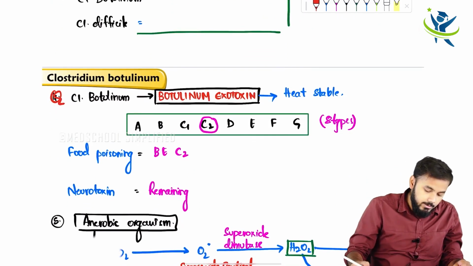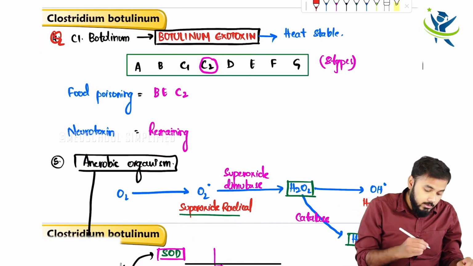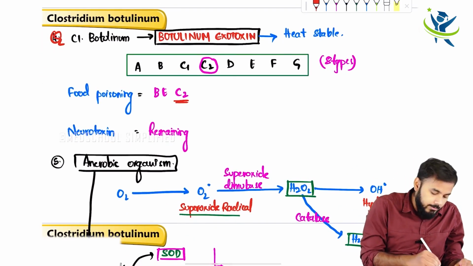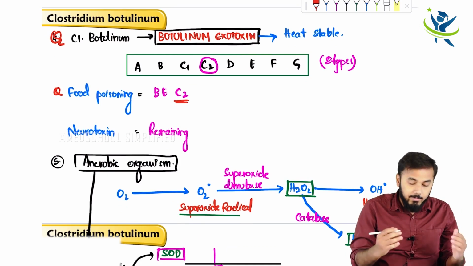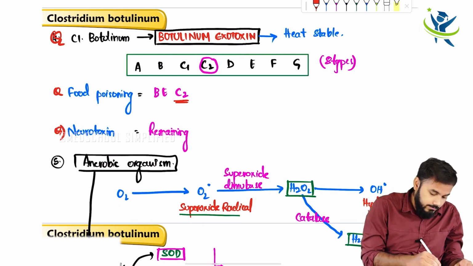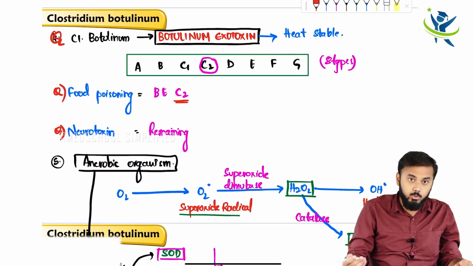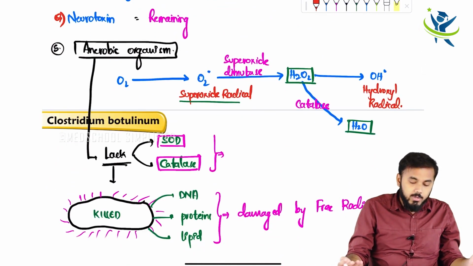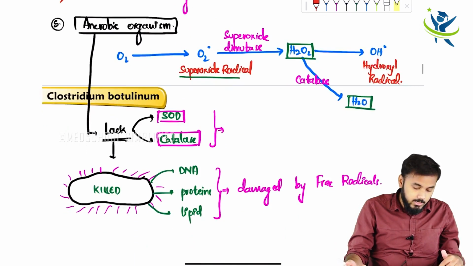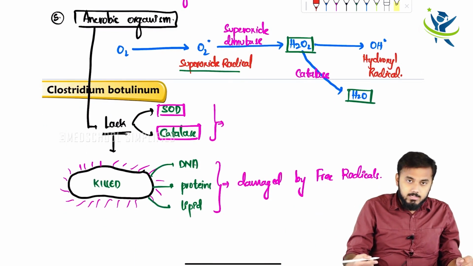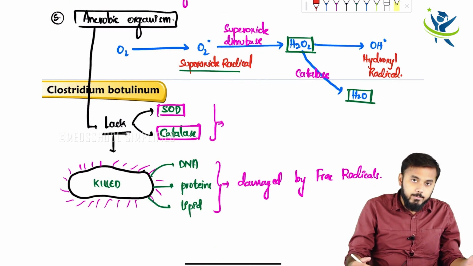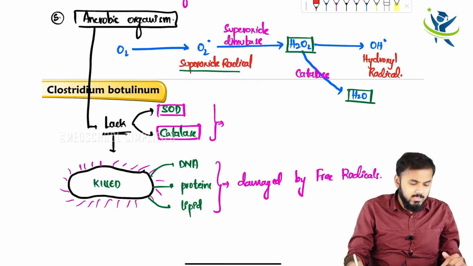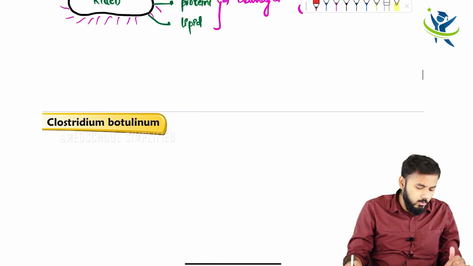This is also a question, right? So which of the following is causing food poisoning? That is C2 type. And the remaining are neurotoxins. Right. Why do anaerobic organisms die in the presence of oxygen? Because these anaerobic organisms lack superoxide dismutase and catalase enzymes. So these are some properties which you need to know.